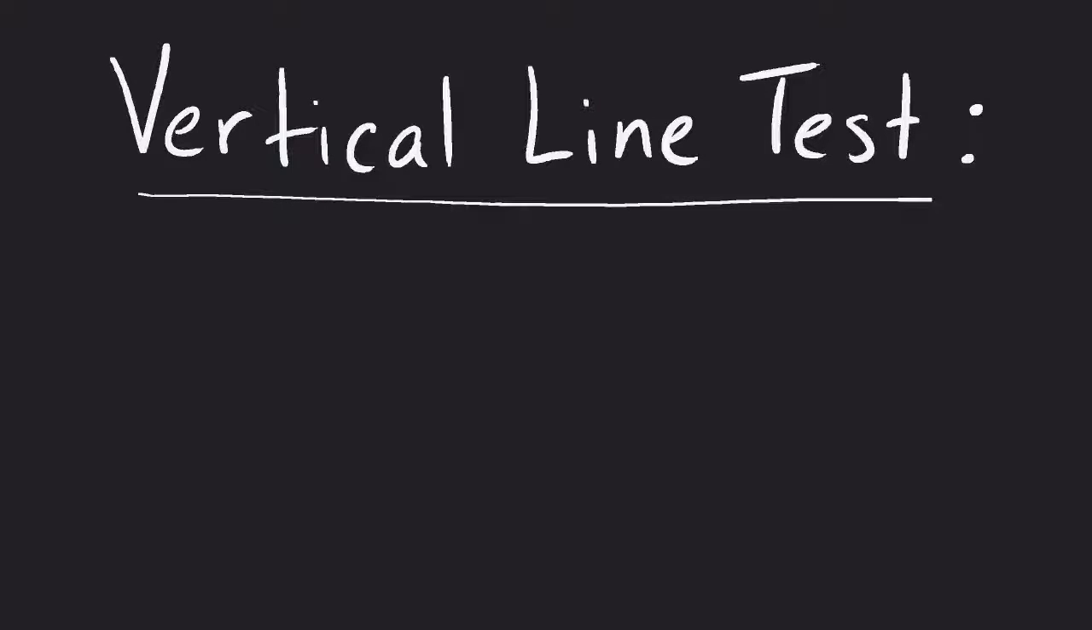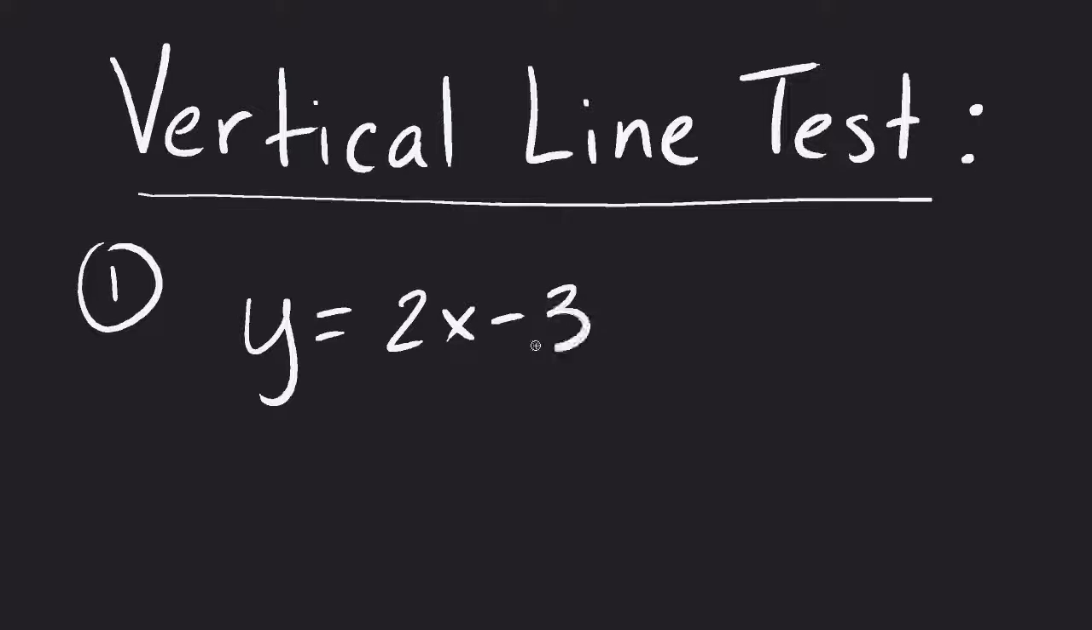The vertical line test is a quick way to test whether or not an equation is actually a function. So if I was to give you a problem like y equals 2x minus 3, and I don't know if this happens to be a function or not, I just know it's an equation. So what I could do really is I could sketch out this picture really quickly, and I could just kind of get an idea of what this graph looks like.